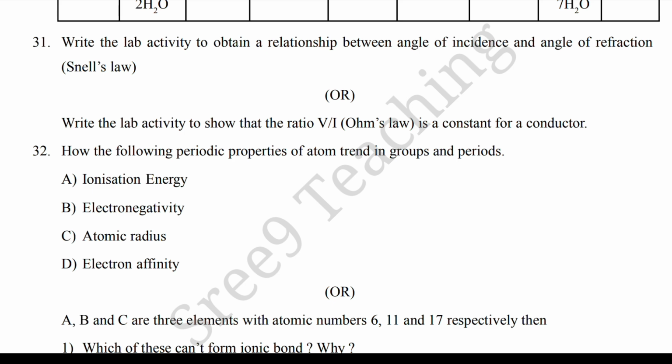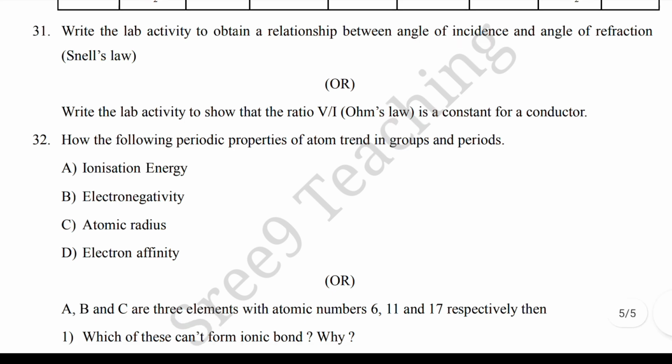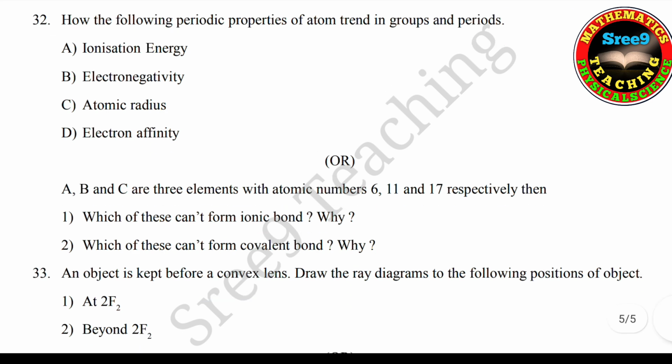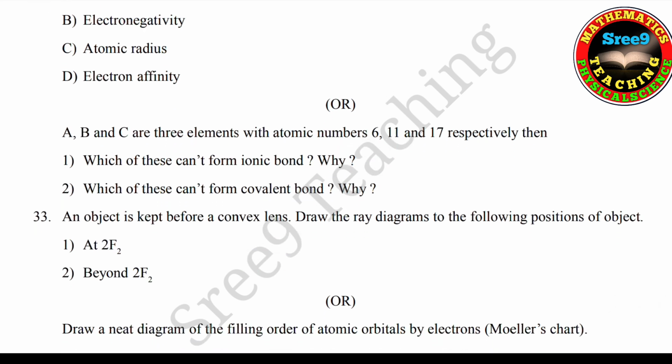Okay. Now 32nd. For the 32nd, how do the following periodic properties of atoms vary in groups and periods? So what are the ionization energy, electronegativity, atomic radius, electron affinity? You can write this answer or this. What is the question? A, B and C are three elements with atomic numbers 6, 11 and 17 respectively. Which of these can't form an ionic bond? Why? Second, which of these can't form a covalent bond and why? Right? So for all these answers I gave the link. Please click the link, you will find the answers.